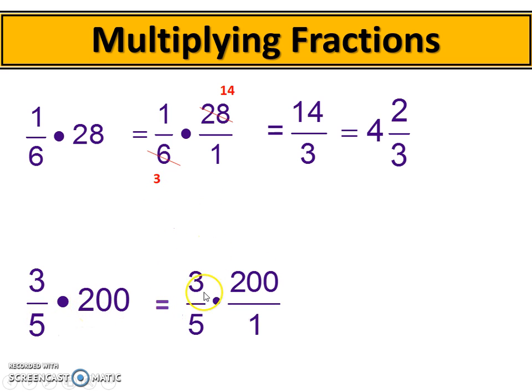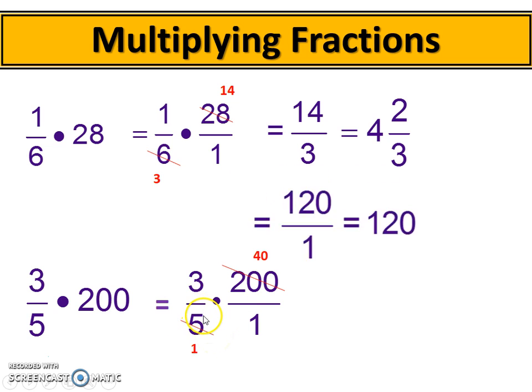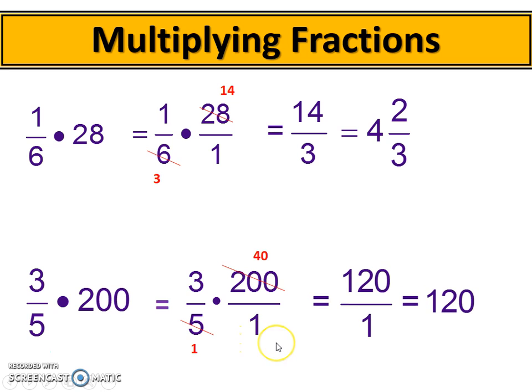And our last one here, 3/5 times 200. So we'll set it up as 3/5 times 200/1. I'm going to give you guys a minute to figure out what that would equal and select your answer. Okay, so I'm hoping you eventually canceled out a factor of 5 either before you multiplied or after the fact, and so in the end we should end up with 120.